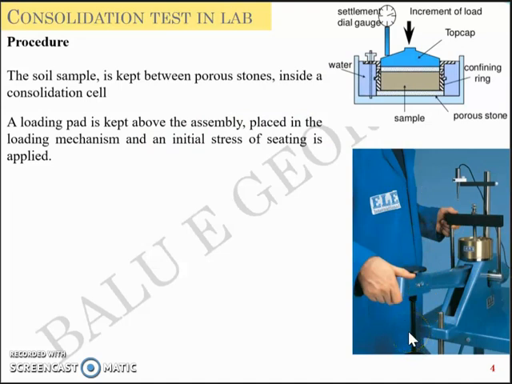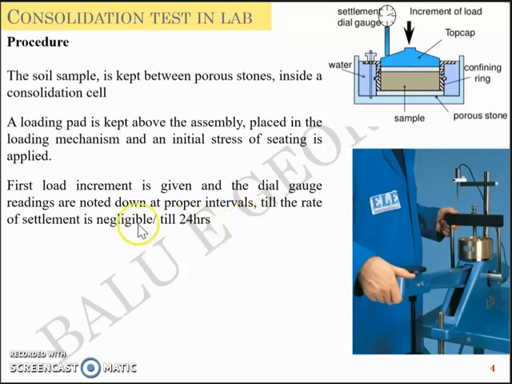Now once that seating load is applied and the next load increment is given, the dial gauge recordings are noted down at proper intervals. So you have a dial gauge here. A dial gauge fundamentally measures the deformation of the soil. Now the dial gauge is resting on the top cap or the loading pad, and when it settles, the dial gauge shows a reading. So once we apply the seating load, the next step is to apply the first load increment, and when you apply the first load increment, you can see there's a change in the dial gauge reading. Now this is noted down against a time frame.